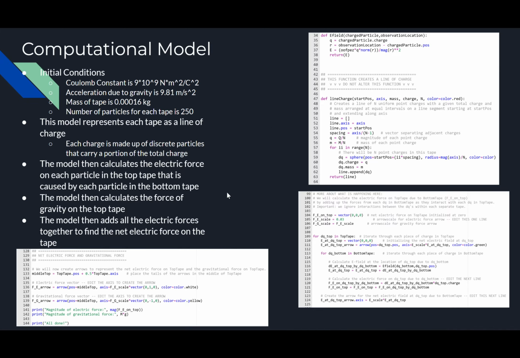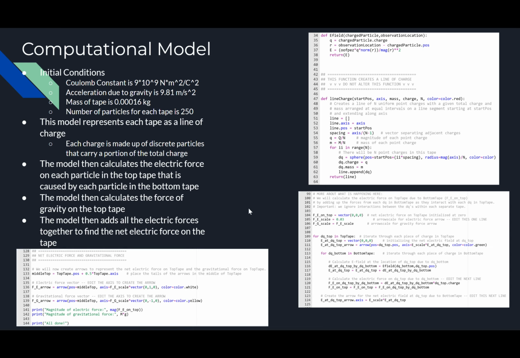So for this model, our initial conditions were the Coulomb constant, acceleration due to gravity of 9.81 meters per second squared because we are on Earth, and the mass of the tape. I was using n equals 250 for the number of particles, as this was what I found caused the forces to converge. So this model represents the tape as a line of charge that's made up of discrete charged particles, and this model calculates the electric force on each particle in the top tape caused by each particle in the bottom tape, as you can see on the right here.